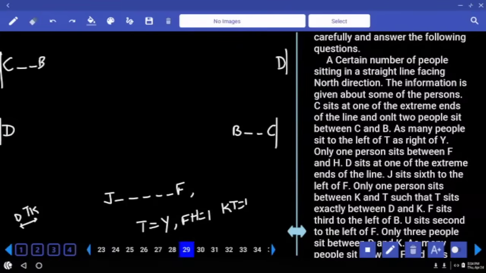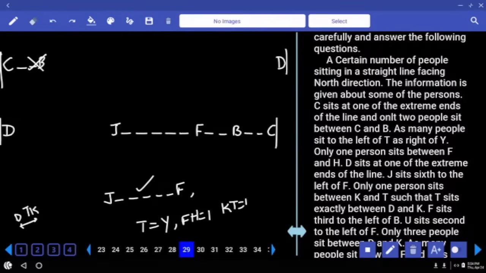And F sits second to the left of B. Now this case, is it possible here? No, that case is completely ruled out. Now F is second to the left of B, and F is here 1, 2. If F is here, then J. In between J and F, how many? 5 people. 1, 2, 3, 4, 5. Now we have done with this information.